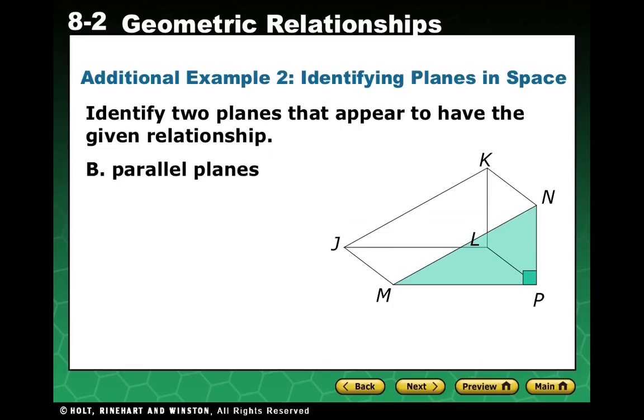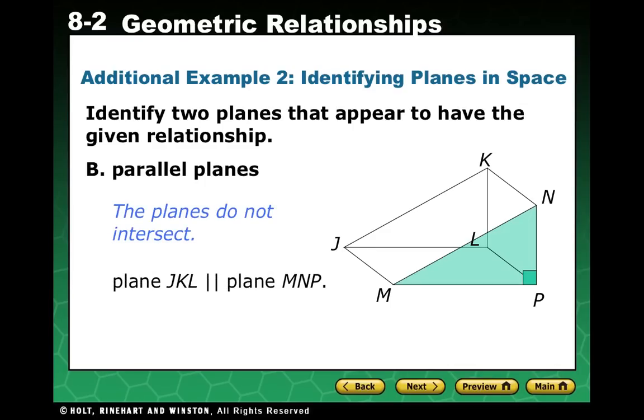Okay, so now we're looking for parallel planes. And there's one set of parallel planes in this figure. And that's again that front side, the triangle, and then the back triangle. Those two are parallel to each other. And the way we know that is that they're attached by 90-degree angles. So it appears to be plane NPM and plane JKL. We'll use that little parallel sign there.